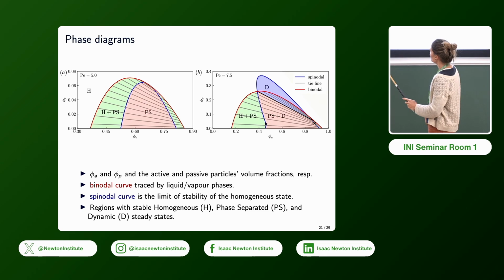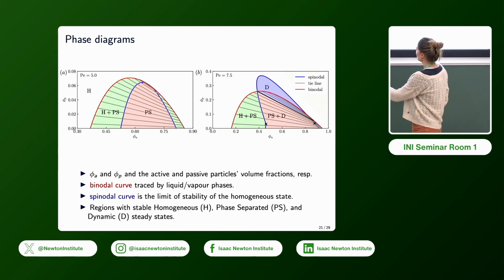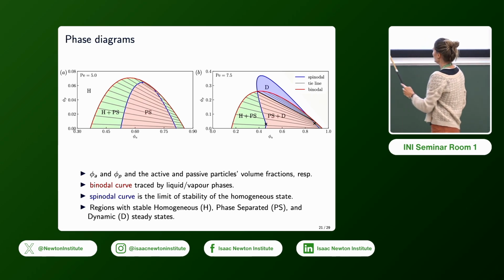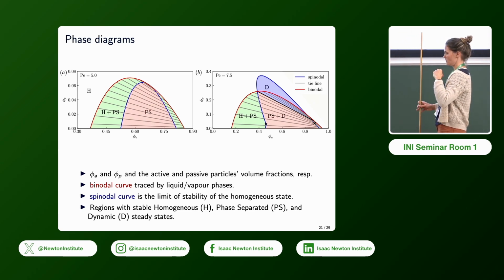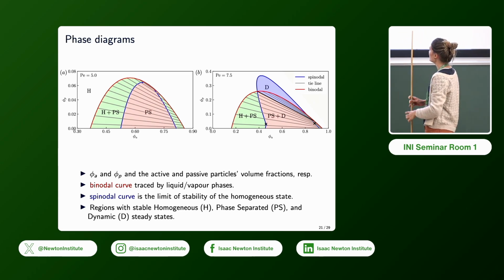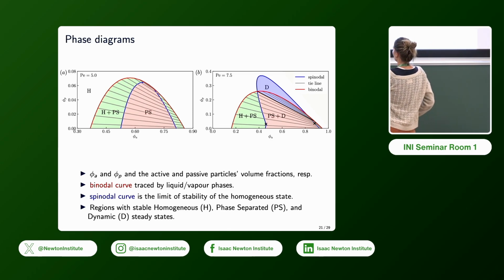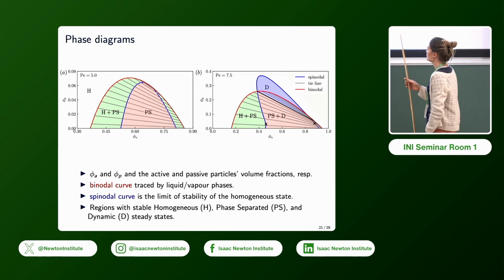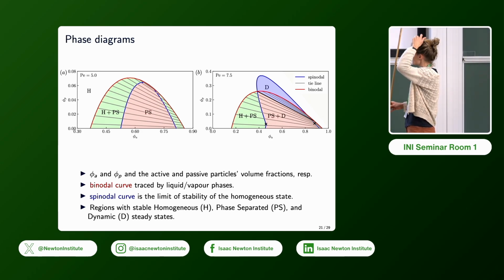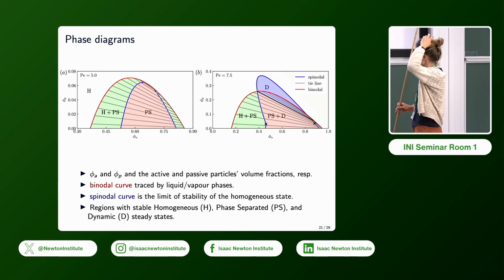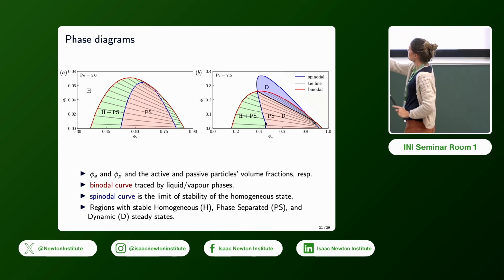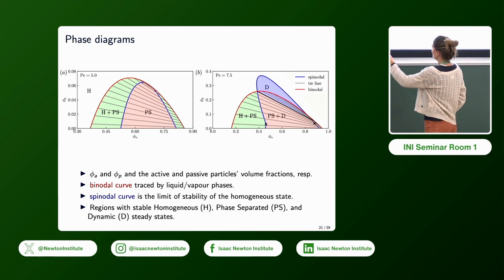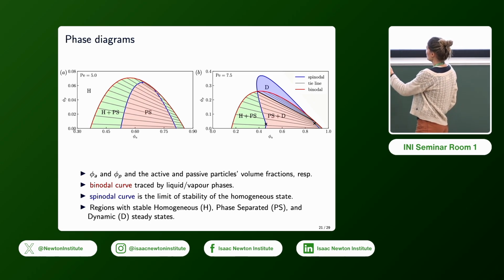simulations I showed you, where this red curve here is the binodal curve that traces the fractions of vapor and liquid phases. And then this blue curve here is the limit of stability, the analogue of the curve I showed earlier for just the active particles. So what we see is that inside this blue curve, we get these phase separated solutions. In here, we can have both, and outside is where only the homogeneous state is stable.